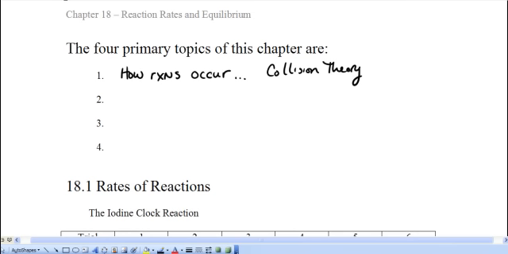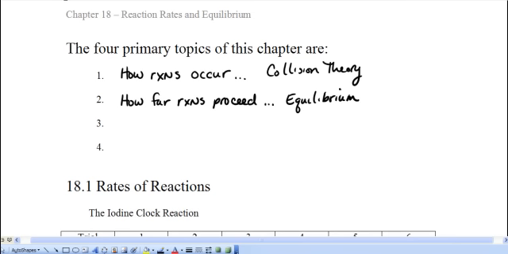Then we're going to move on and try to talk about how far reactions proceed. Not all reactions go to completion. And so this topic of how far these reactions proceed is dealing with an area called equilibrium. We're going to be tackling that in 18.2 and 18.3.